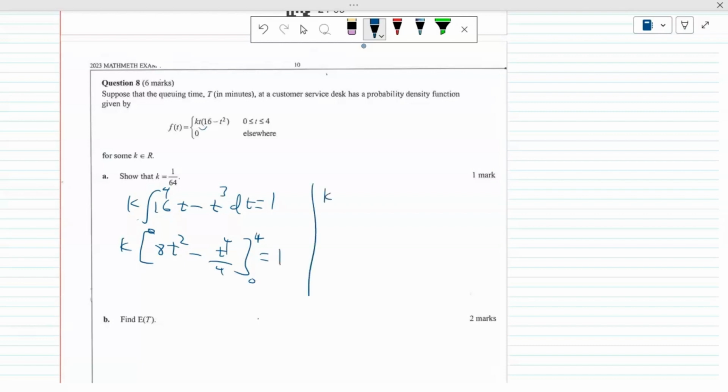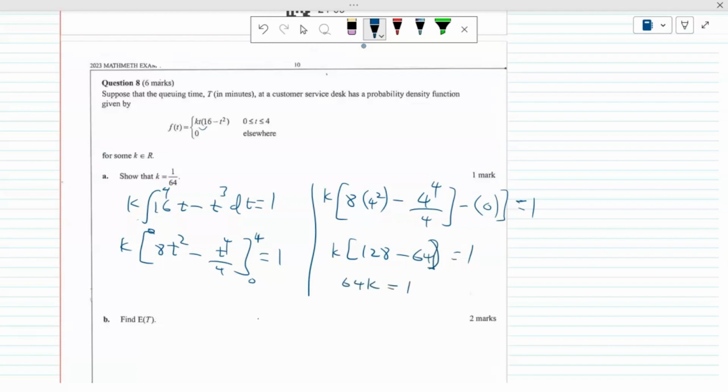So that gives me k, if I substitute that, 8 into bracket 4 squared, that gives me 128, minus 4 to the power of 4 over 4, which is 64, minus 0, equals 1. So 128 minus 64 is 64. So k equals 1 over 64 as required.